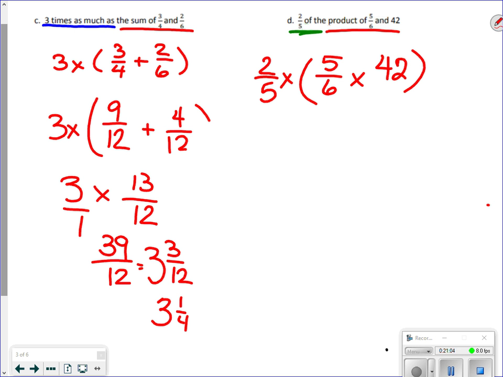And by the way, if you ever have like 1/2 plus 4, you don't have to find a common denominator for that. It's 4.5. If I have a 1/2 cup of water and 4 cups of water, I have 4.5 cups of water. You don't have to find a common denominator for that, because that's a whole number. All right. 5/6 of 42.